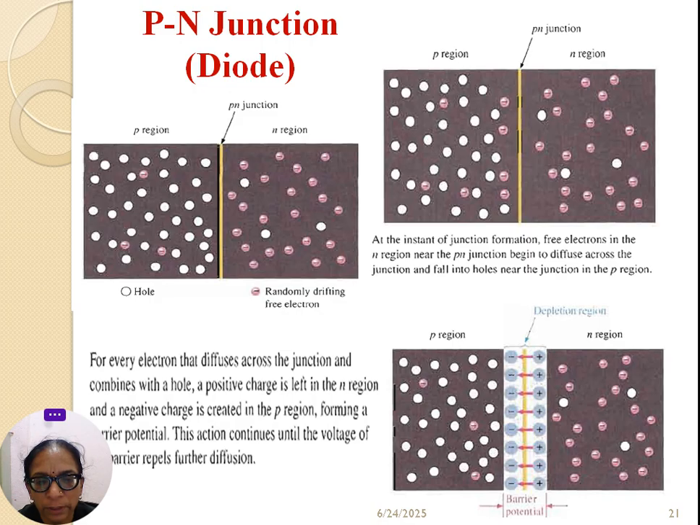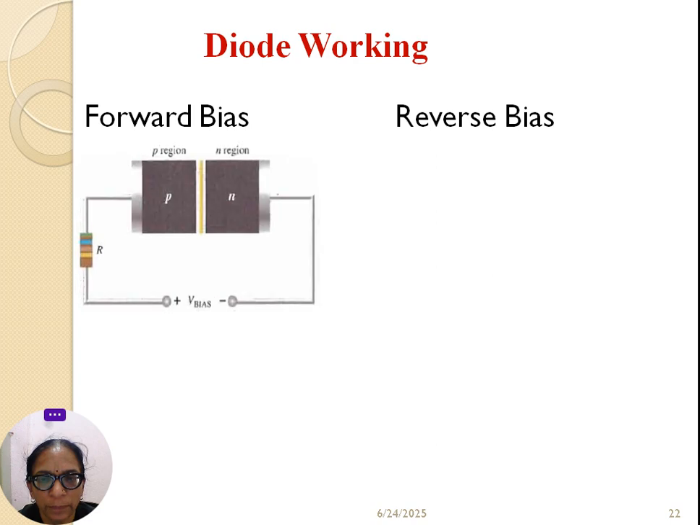For every electron that diffuses across the junction and combines with a hole, a positive charge is left in the n region and a negative charge is created in the p region, forming a barrier potential. This action continues until the barrier voltage repels further diffusion. Now diode.